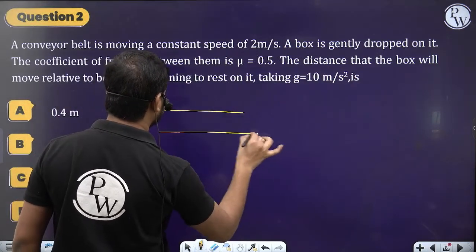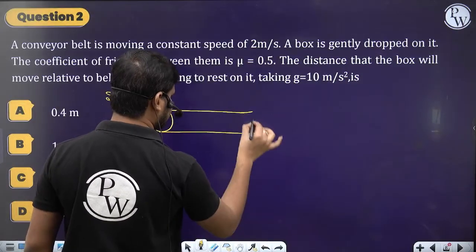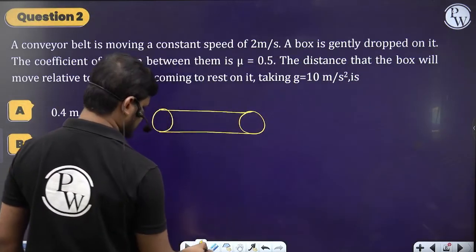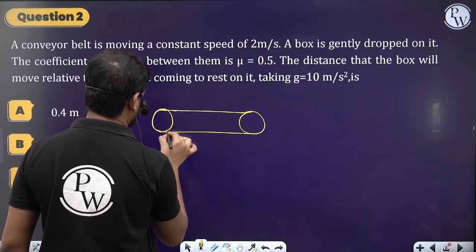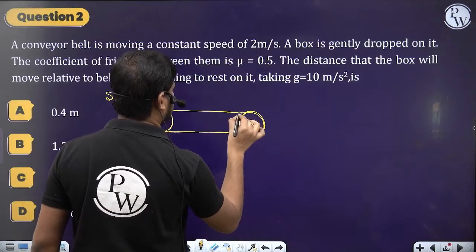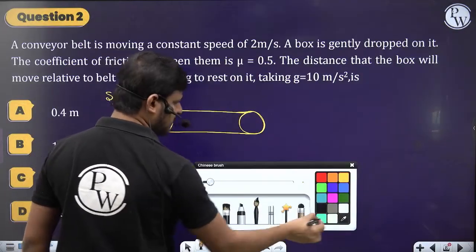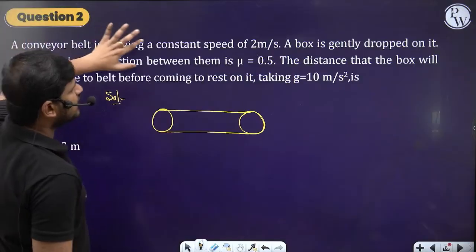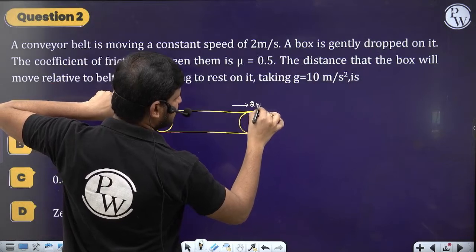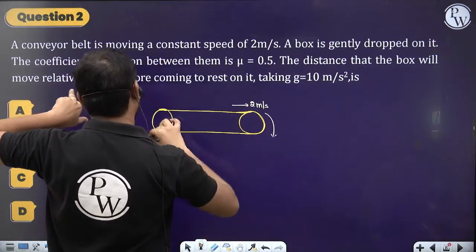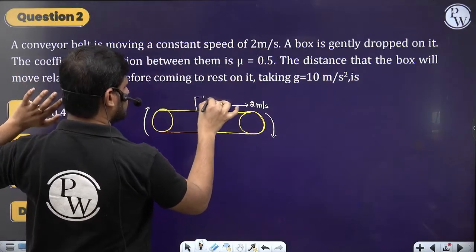So this is a conveyor belt. Consider this is a conveyor belt, and on this conveyor belt, see here, a box is dropped. This conveyor belt is moving at a speed of 2 meters per second. Let's suppose it is rotating this way. Now a box is gently dropped on it. So here a box is dropped on it.